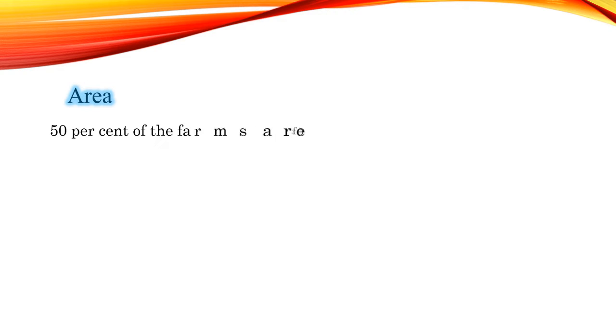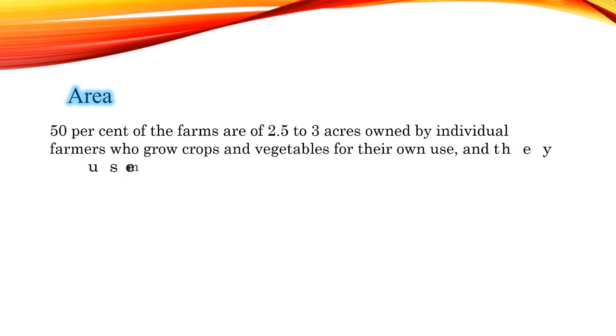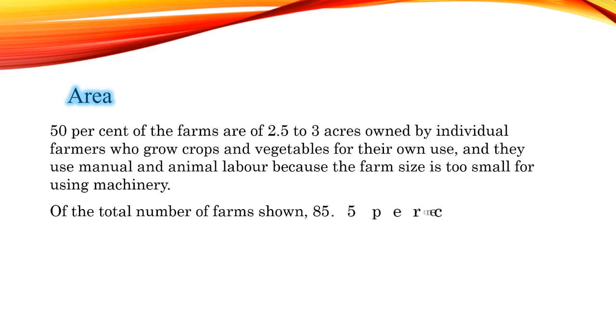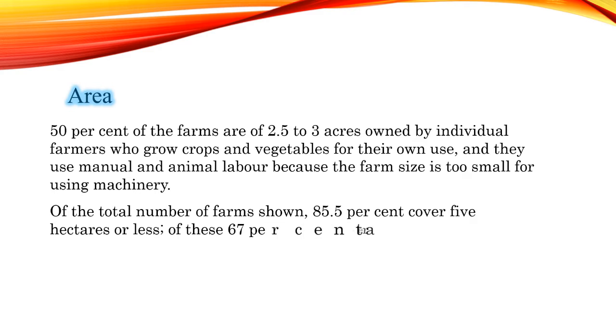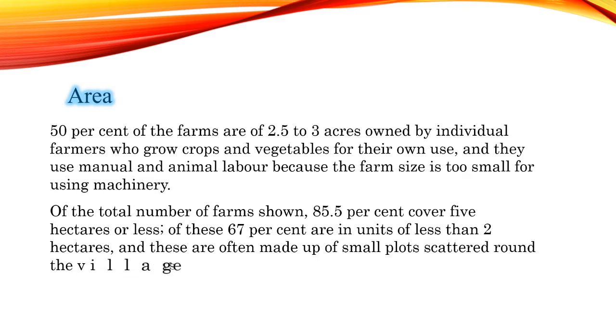Areas. 50% of the farms are of 2.5 to 3 acres, owned by individual farmers who grow crops and vegetables for their own use, and they use manual and animal labor because the farm size is too small for using machinery. Of the total number of farms shown, 85.5% cover 5 hectares or less. Of these, 67% are in units of less than 2 hectares, and these are often made up of small plots scattered around the villages. These small farms are inefficient.